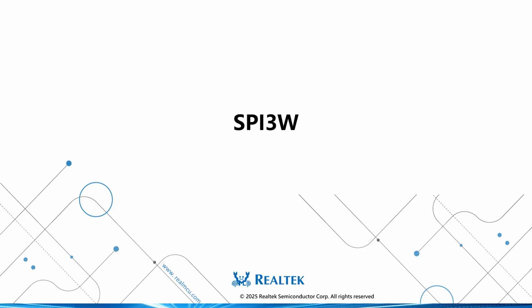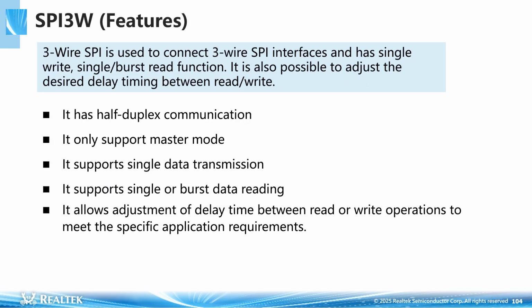Next, we will introduce SPI 3-wire. SPI 3-wire is used for data transmission with connected SPI 3-wire devices. It has the following characteristics. Point 1. It has half-duplex communication. Point 2. It only supports master mode. Point 3. It supports single data transmission. Point 4. It supports single or burst data reading. Point 5. It allows adjustment of delay time between read or write operations to meet specific application requirements.